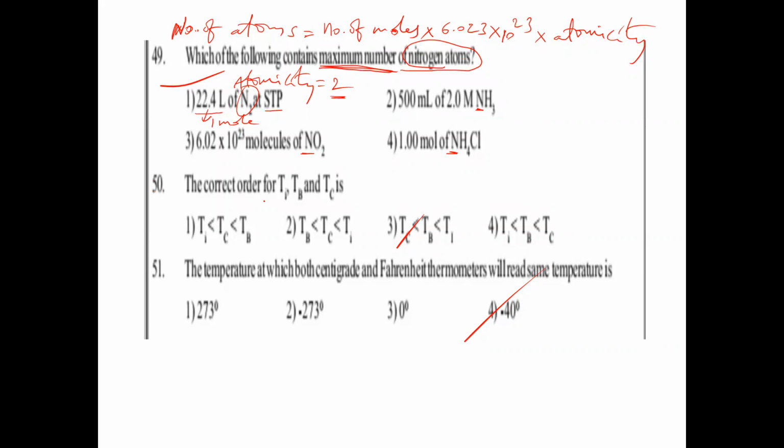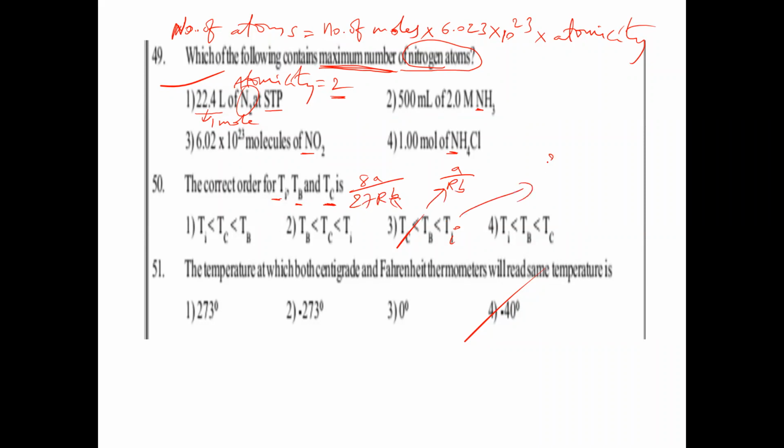Next, what is the correct order of inversion temperature, Boyle's temperature, and critical temperature? So here, critical temperature is less than Boyle's temperature, which is less than inversion temperature. What is the formula of critical temperature? 8a by 27Rb. And TB is a by Rb.